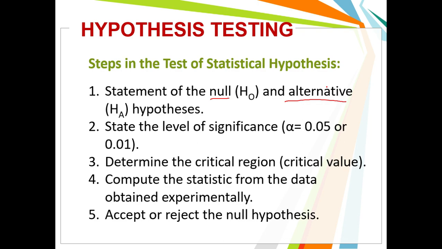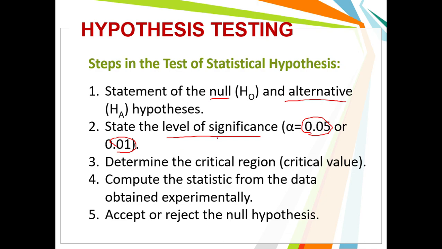Then step 2, state the level of significance. Our levels of significance are either 0.05 or 5%, or 0.01 or 1%. The best way of understanding the level of significance is to view it as a degree of precision, how large the margin of error of our study is. Let's say 0.05 or 5%. We could say that 5% is the margin of error of our study. So 0.01 is stricter, that is 1% error.